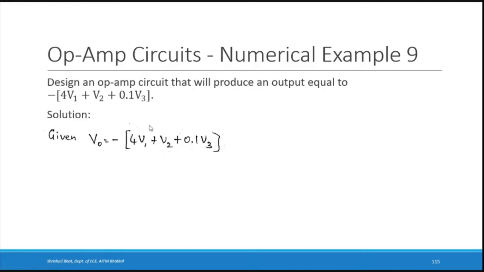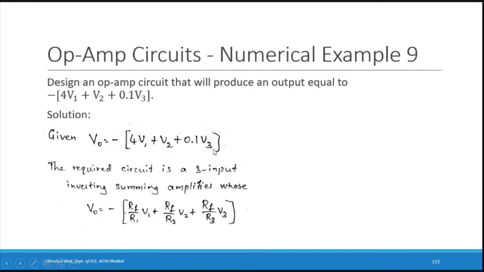Right? So let us take this as V0. Given V0 is minus of 4V1 plus V2 plus 0.1 V3, the required circuit is a 3-input inverting summing amplifier whose V0 is minus of RF by R1 into V1 plus RF by R2 into V2 plus RF by R3 into V3.